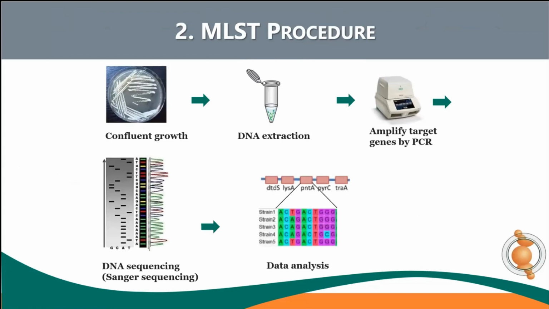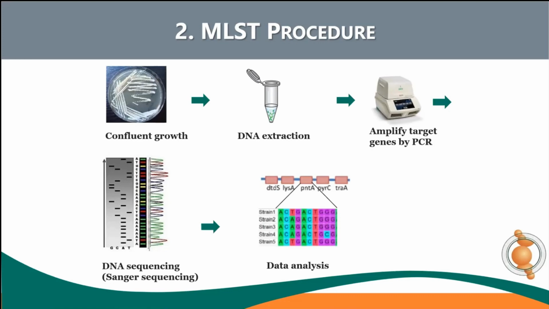Traditional MLST starts with bacterial confluent growth, followed by bacterial genomic DNA extraction. PCR is used to amplify housekeeping genes, and Sanger sequencing is used to sequence the amplified housekeeping genes from each strain. Please be careful here that Sanger sequencing can only sequence one gene each time. So Sanger sequencing may become time-consuming if the sample volume or gene numbers get larger. At last, the DNA sequence from each gene is compared between the tested strains.